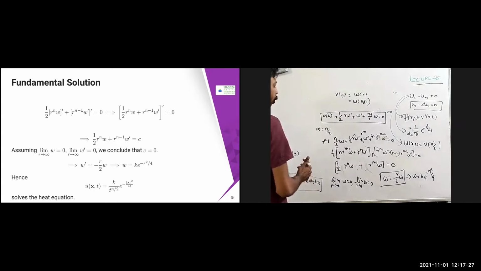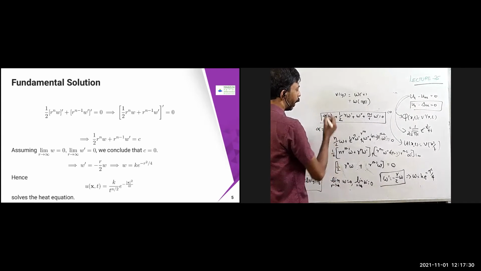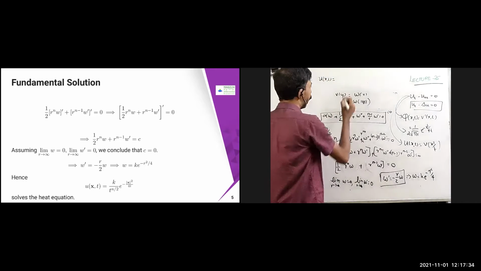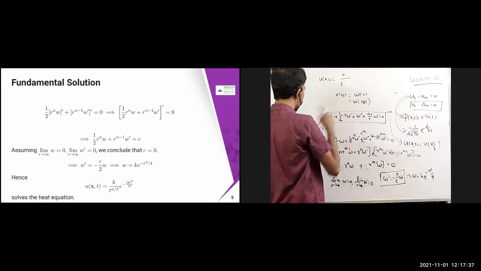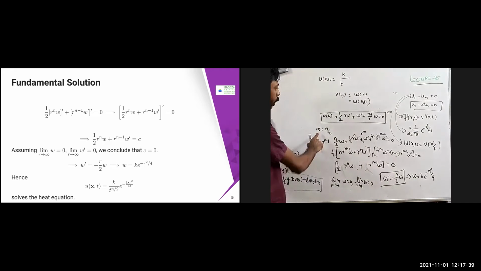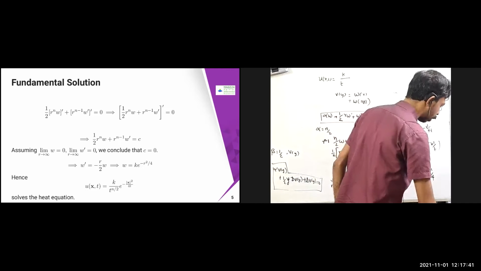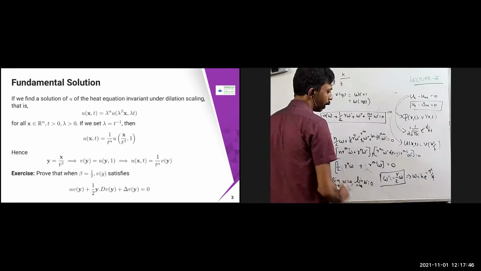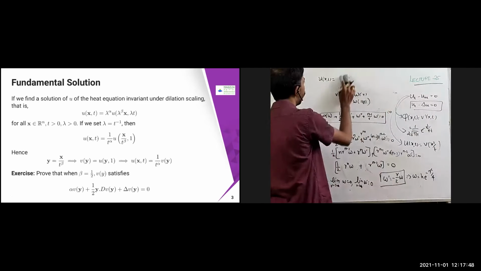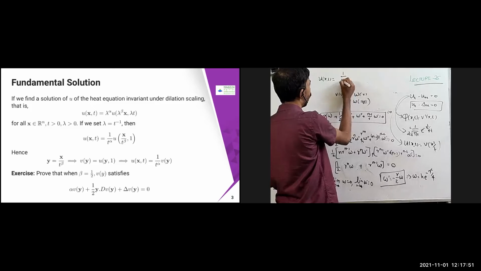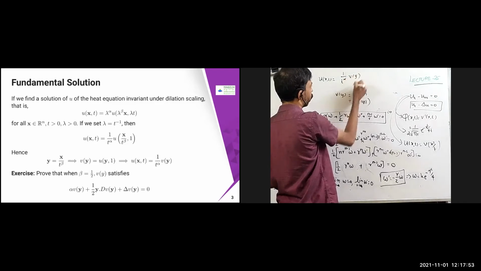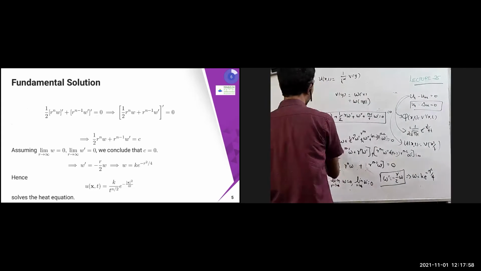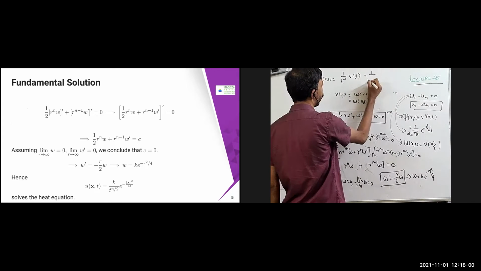But we have seen that v of x comma t is v of y. We have taken that. Therefore, v of x comma t is going to become k into t power alpha. I have taken alpha as n by 2. So you remember the last one, we have discussed this: u of x comma t I have mentioned as 1 by t power alpha times v of y. Now I have taken alpha equal to n by 2, therefore this is going to become 1 by t power n by 2.